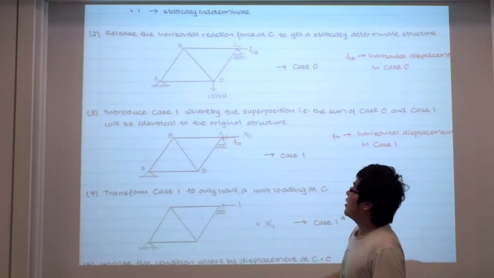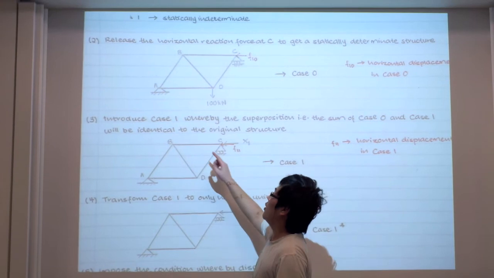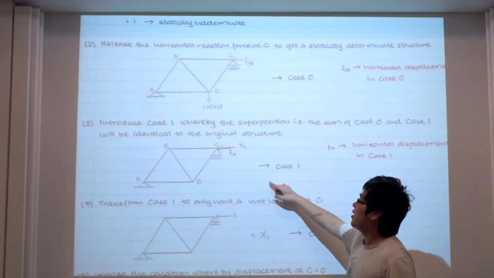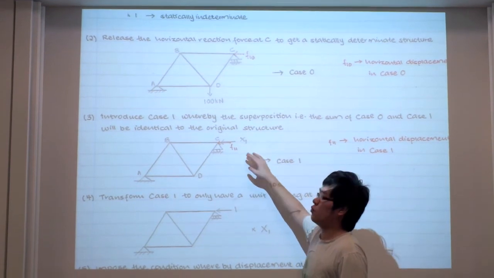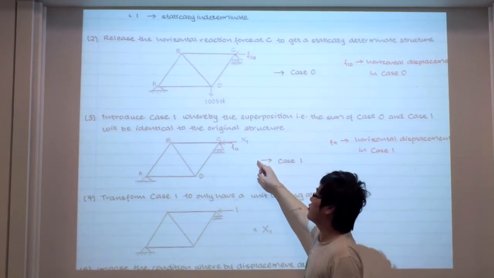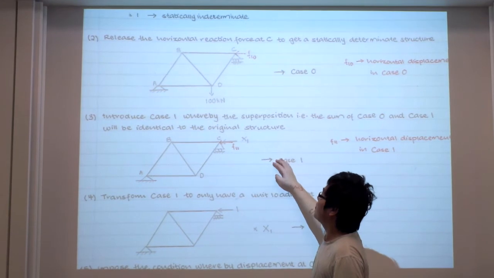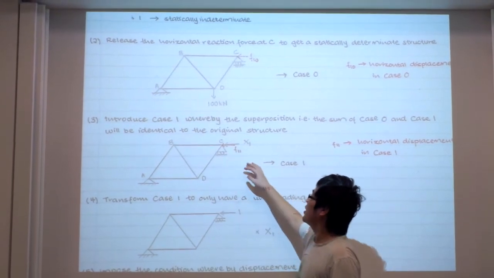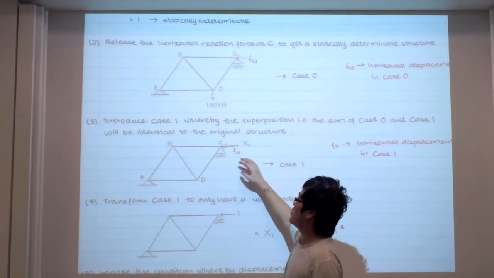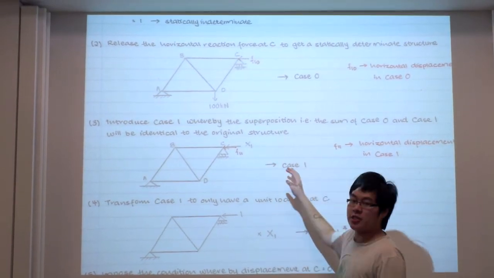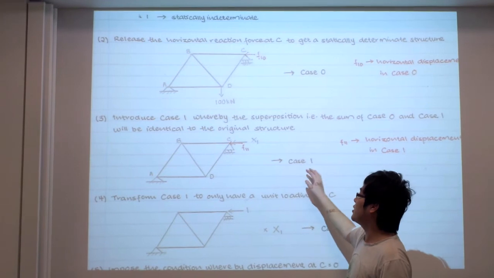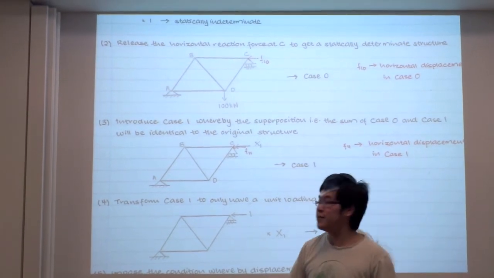Then we introduce a new case 1, which is here. In case 1, there will be a horizontal force X1, which is the reaction force we released from the pin joint, and in this case there will be a new displacement F11. The superposition of case 0 and case 1 will be our original structure.